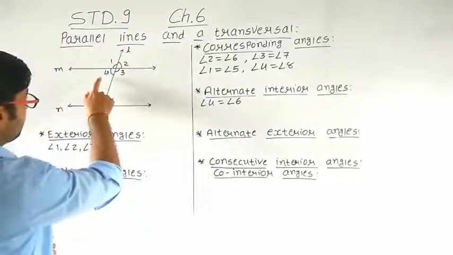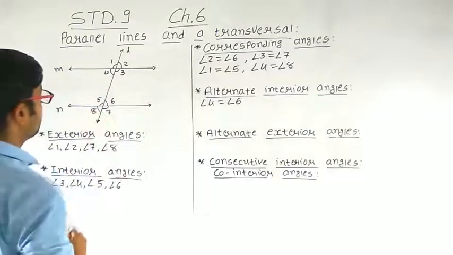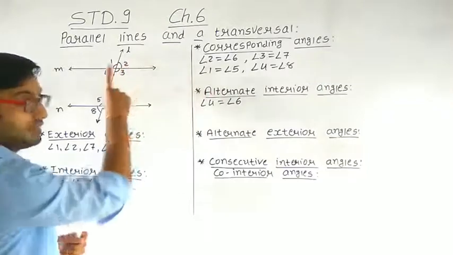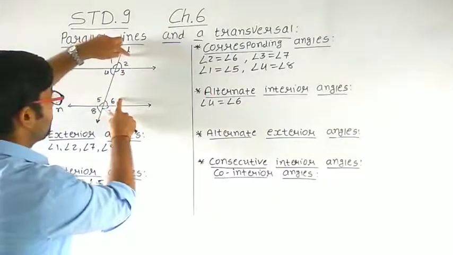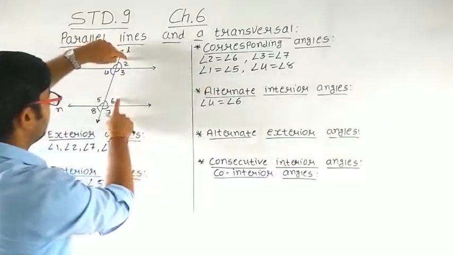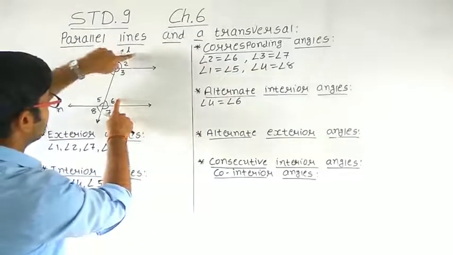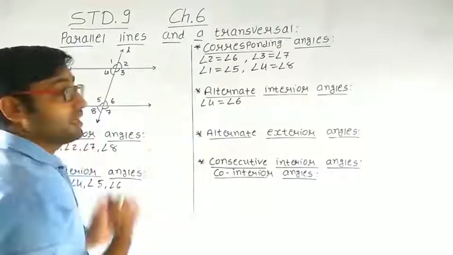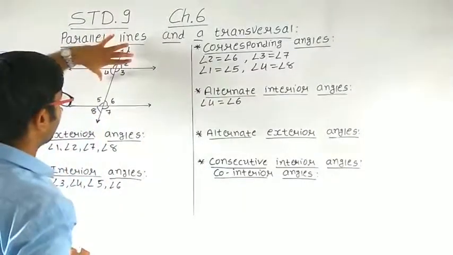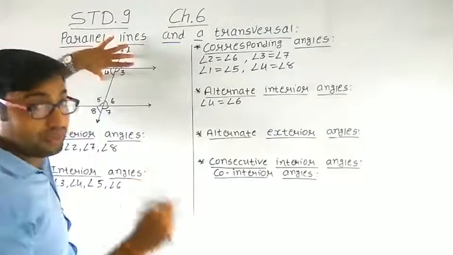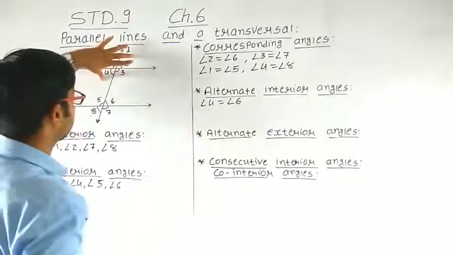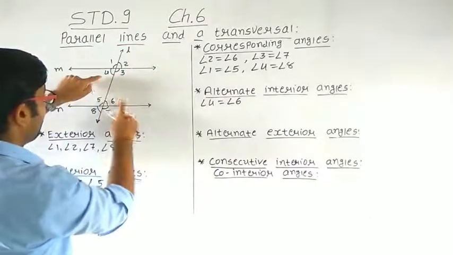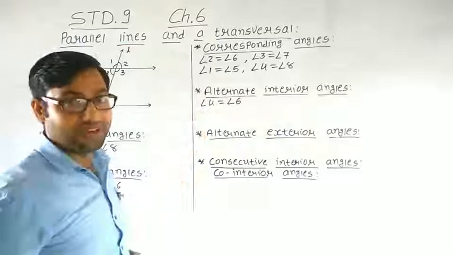Now let us see why these two angles are equal. According to the corresponding angles, angle 2 and angle 6 are equal, right? Now we know that 2 and 4 are the vertically opposite angles. So 2 and 4 are also equal, that we have studied about vertically opposite angles. So if 2 and 4 are equal, then we can say that 4 and 6 are also equal, right?